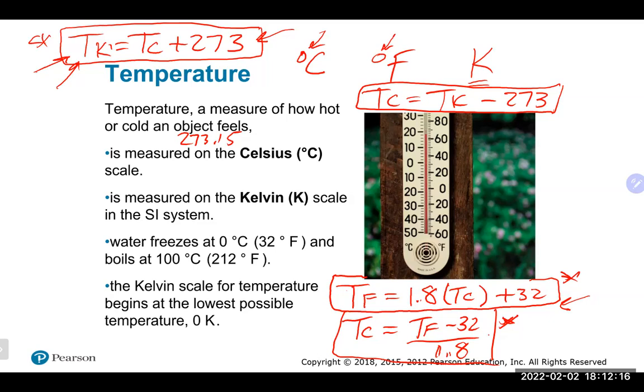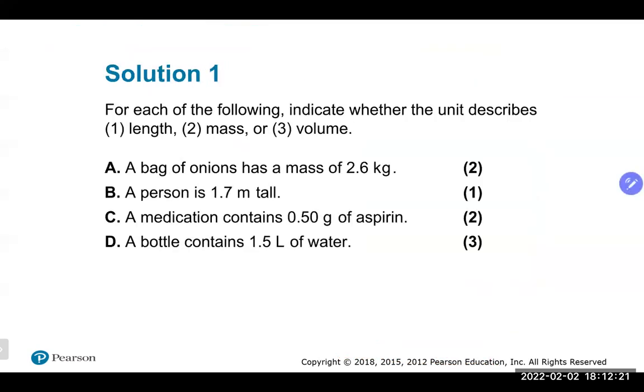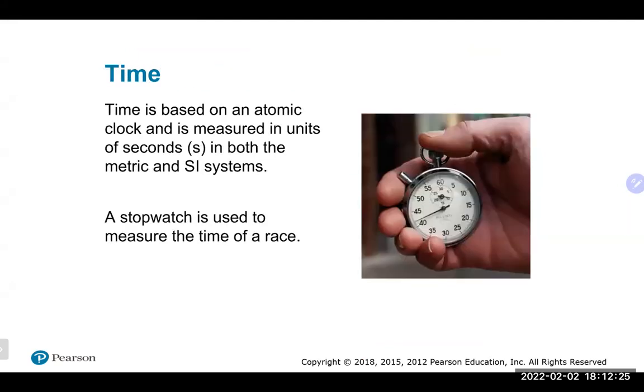Question on that. Wait, can you repeat that again? Heat always travels, that's right here. Heat goes from hot to cold. So it always travels from the hotter object to the colder object.